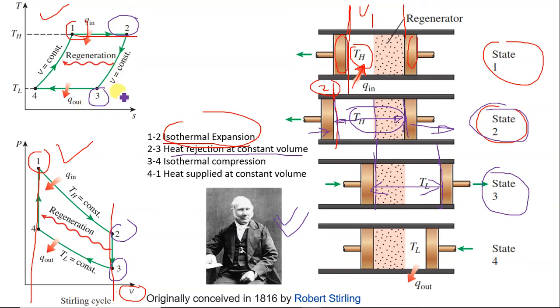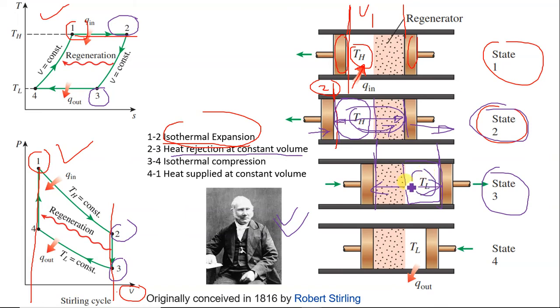At the same time, whatever gas is there in this left chamber gives its heat to the regenerator, and the air which is inside the right chamber, its temperature drops to T-low temperature. How does this temperature reduce? Because the air which is at TH temperature in the left chamber gives its heat to the regenerator while moving from left to right, and the air on the right side has its temperature reduced to TL.